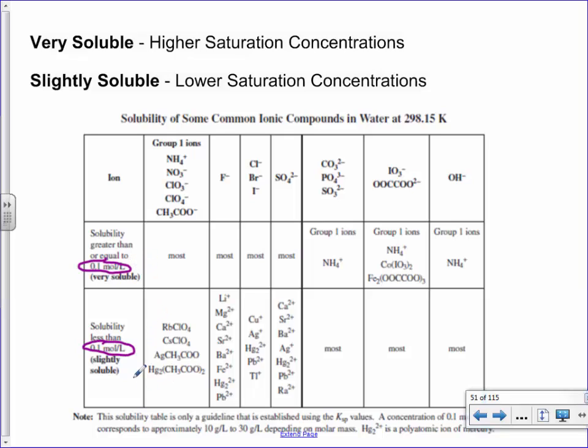Or they have a very low solubility, meaning it's less than 0.1 moles per liter. There are actually very few solutions whose maximum fullness is actually at 0.1 moles per liter. It's usually well above that or well below that. And so that seems to be the threshold that we use when we use this table here.